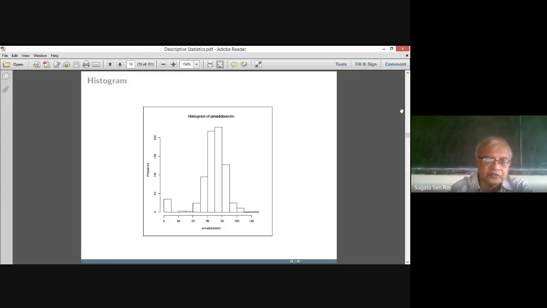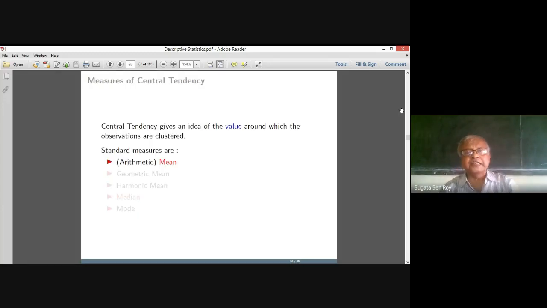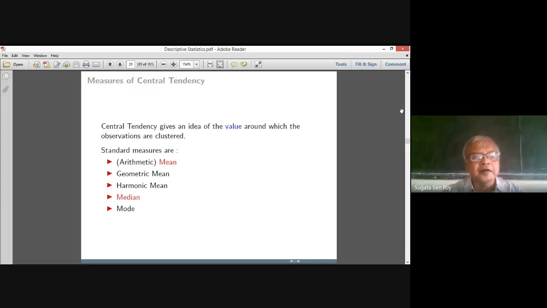Then we come to measures, and the first measure that we look at is measures of central tendency. What are central tendencies? Central tendency gives an idea of the value around which the observations are clustered. And I'll explain this. These are standard measures: the arithmetic mean, then the geometric mean, harmonic mean, median, and the mode. I've colored two of them, the mean and the median. These are the two that you mostly use.